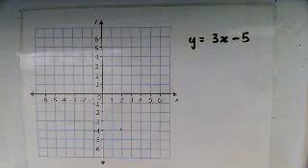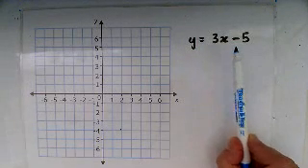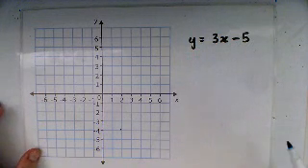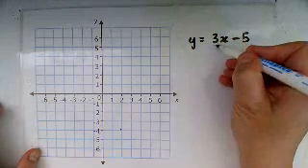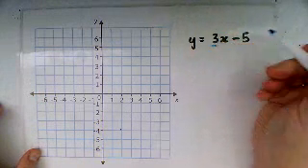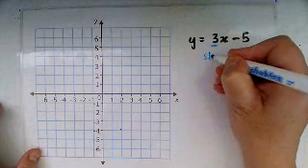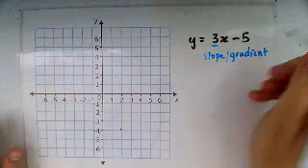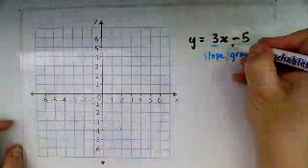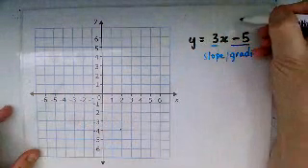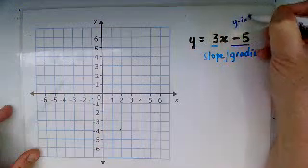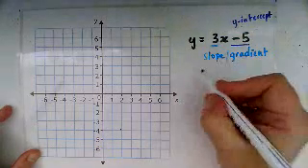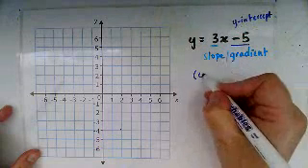So we're going to sketch the graph for the equation y equals 3x take 5. Now I know straight away that this is in the slope or y-intercept form of the equation. So I can read off that the positive 3 is the slope or gradient, and the negative 5, we have to take the sign that's in front, is the y-intercept.